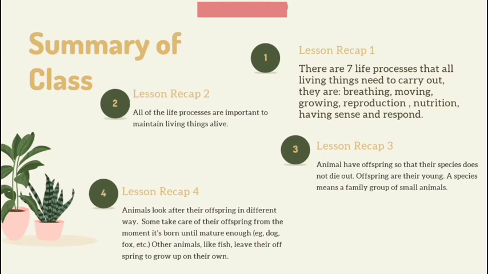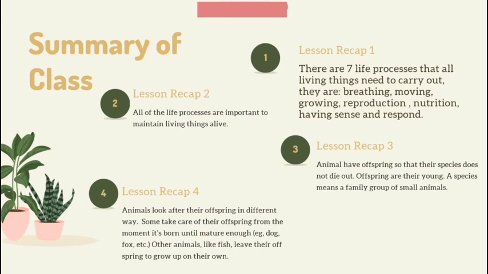We have come to the summary of the class. The first one, there are 7 life processes that all living things need to carry out. They are breathing, moving, growing, reproduction, nutrition, having sense, and response. The second one, all of the life processes are important to keep living things alive. The third, animals have offspring so that their species does not die out. Offspring are the young, and a species means a family group of similar animals.